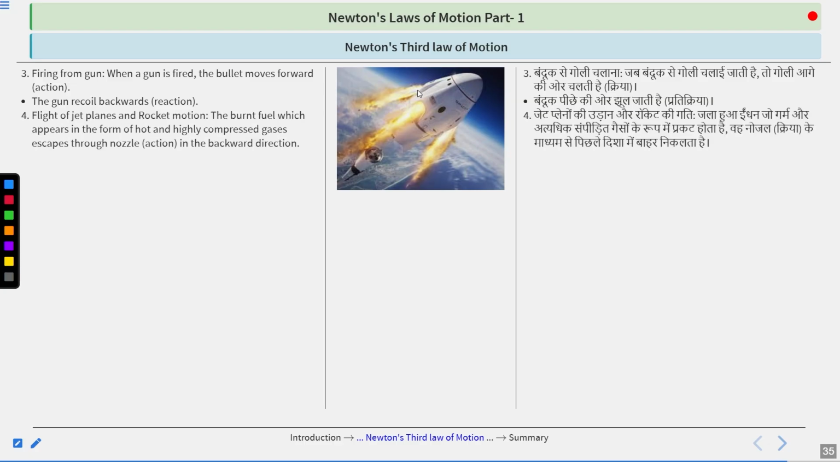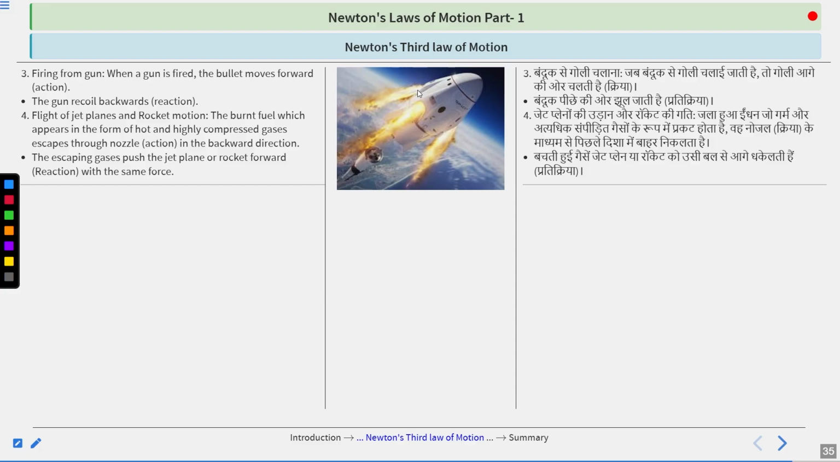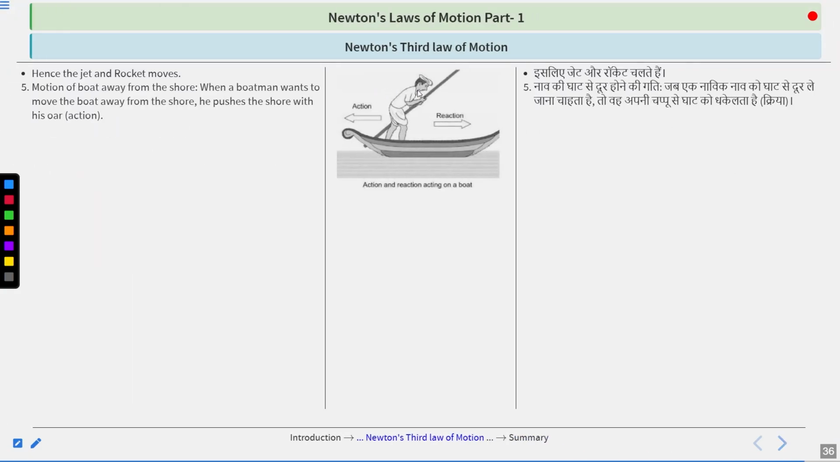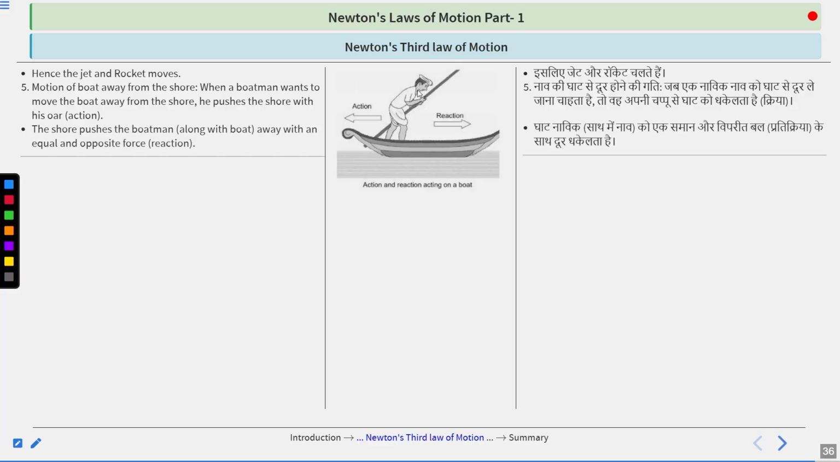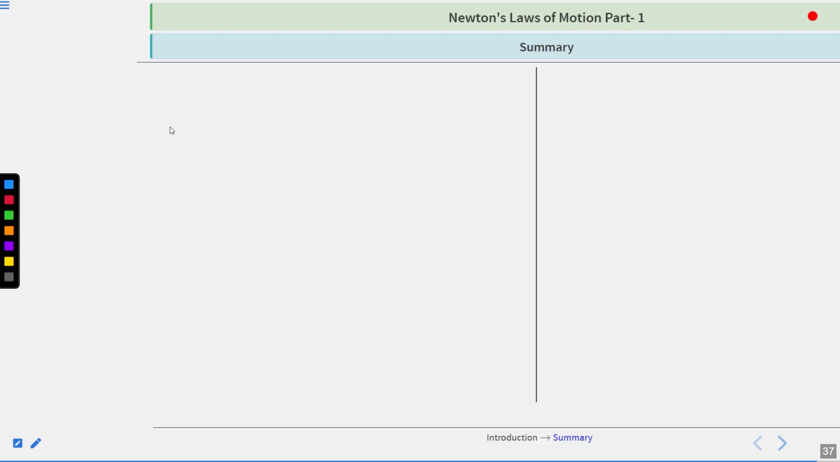Flight of jet planes and rocket motion. The burnt fuel, which appears in the form of hot and highly compressed gases, escapes through the nozzle, action in the backward direction. The escaping gases push the jet plane or rocket forward, reaction with the same force. Motion of a boat away from the shore. When a boatman wants to move the boat from the shore, he pushes the shore with his oar, action. As a reaction, the shore pushes the boatman along with the boat with an equal and opposite force.